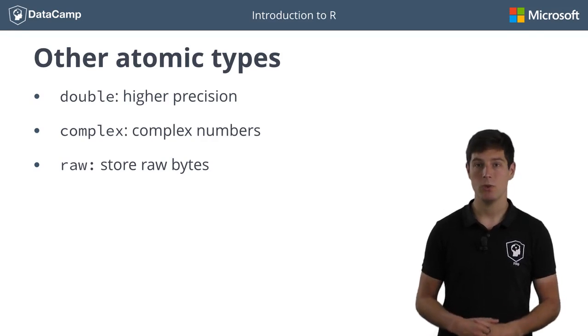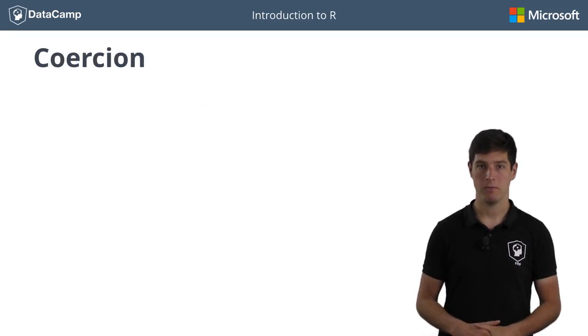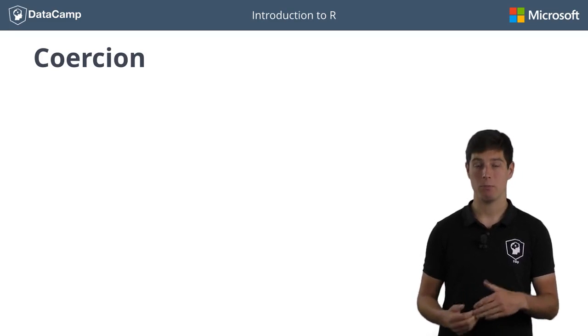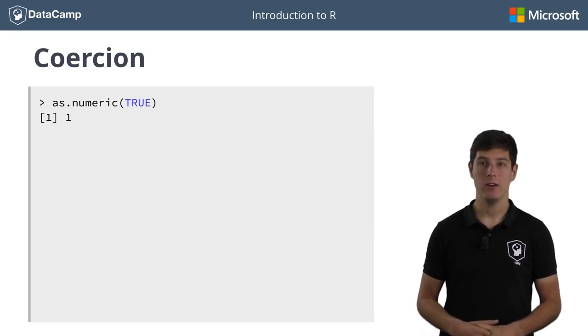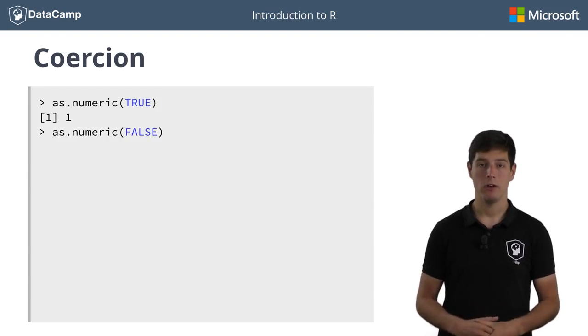There are cases in which you want to change the type of a variable to another one. How would that work? This is where coercion comes into play. By using the as.dot functions, one can coerce the type of a variable to another type. Many ways of transformation between types are possible. Have a look at these examples. The first command here coerces the logical TRUE to a numeric. FALSE, however, coerces to the numeric 0.